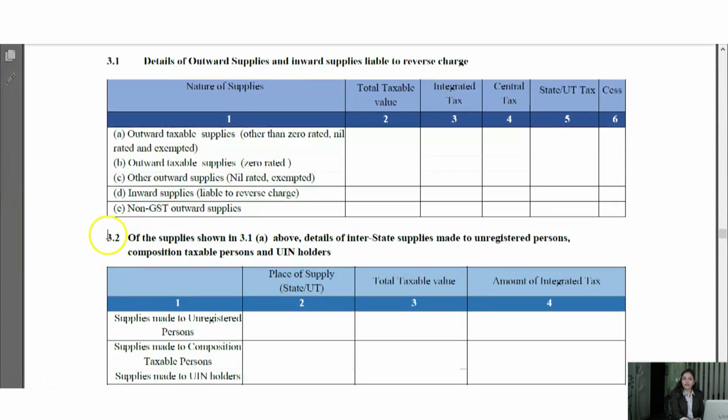Now, in point number 3.2, the user has to show the details of interstate supplies made to unregistered persons, composition dealers and UIN holders, along with the amount of IGST in column number 4 and the place of supply in column number 2, out of the taxable supplies shown in 3.1(a) above. So, only the bifurcation has to be given in this point.